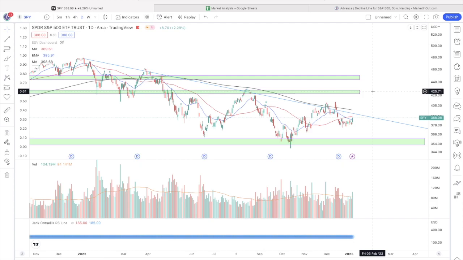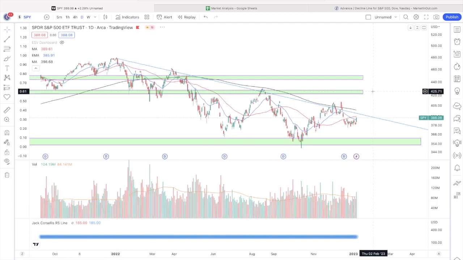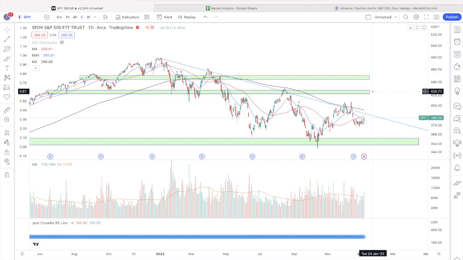Alright, so over here we have the daily chart of the S&P 500, and if we zoom out a bit over here, we see that the S&P 500 is on a clear downtrend. So how do we know? We take a look at the price action. Over here, you can see that the price action is making lower highs and lower lows.